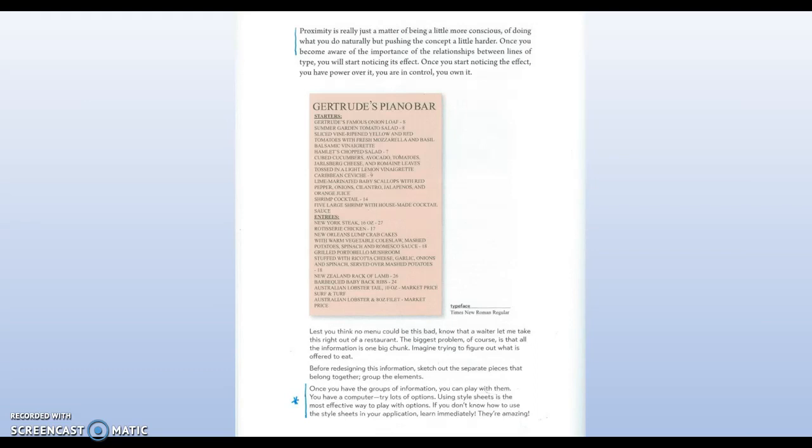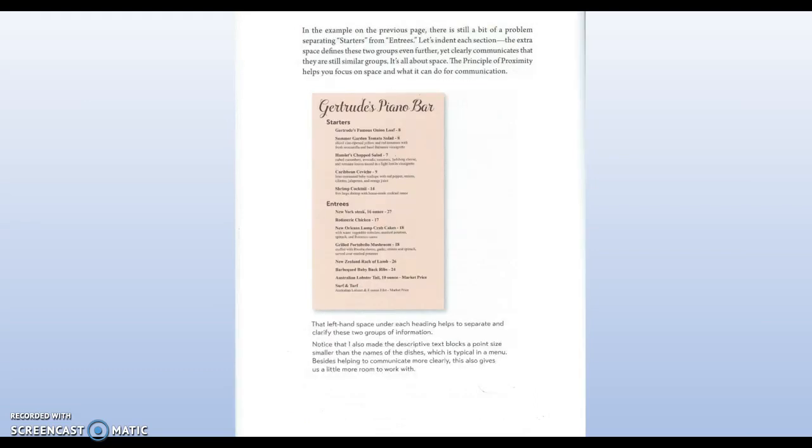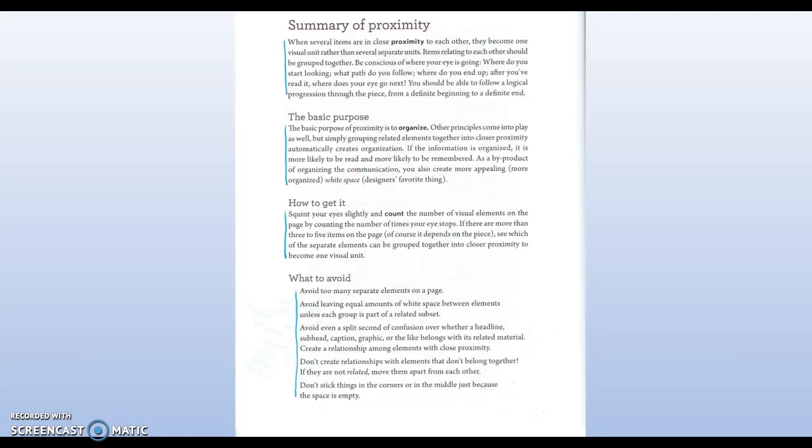some of these items have the description of what the item is. And on this version, the item, what it is, is in bold, and then the description is in the smaller font beneath. But proximity: bringing the things that belong together close, and putting space between the things that are unrelated.